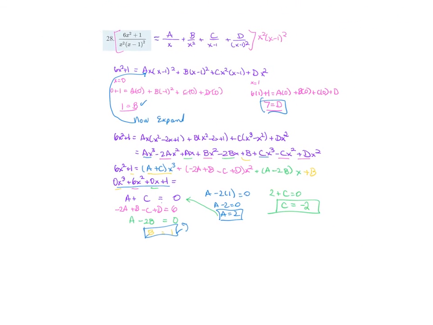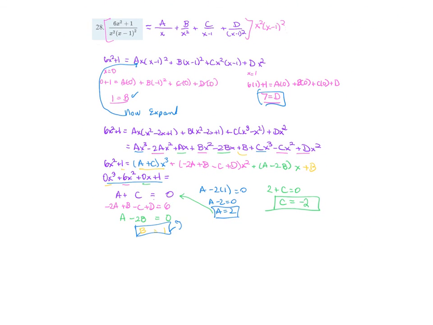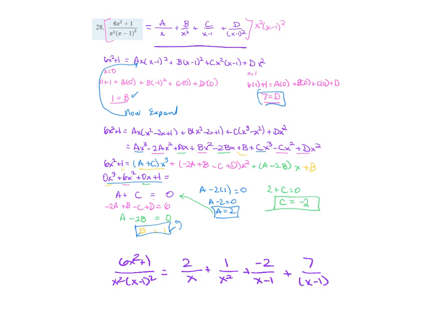Now we can write our partial fraction decomposition. Let's write (6x squared plus 1) over (x squared times (x minus 1) squared) equals A, which is 2 over x, plus B, which is 1 over x squared, plus C, which is negative 2 over (x minus 1), plus D, which is 7 over (x minus 1) squared. And so now this is done.